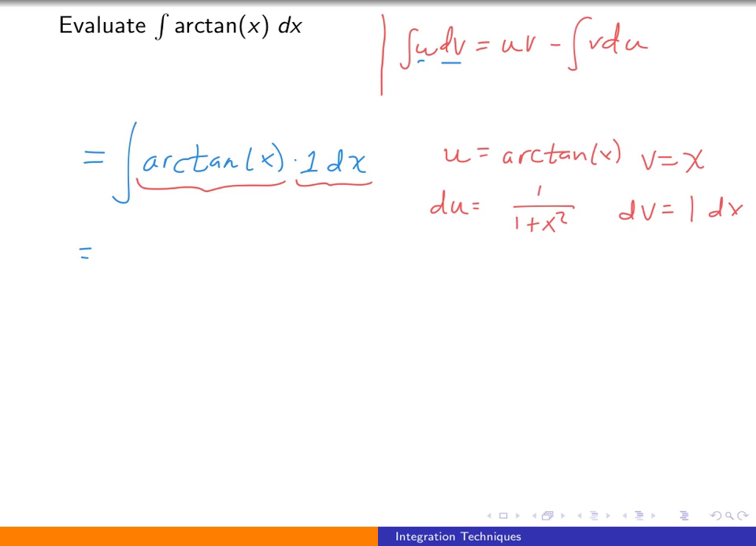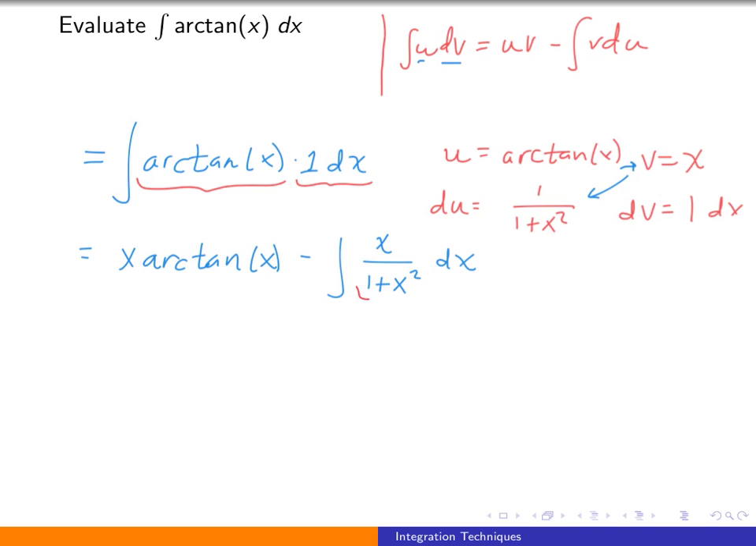So integration by parts tells us uv, so x arctangent, minus the integral of v du, so minus the integral of x over 1 plus x squared dx. Now, recall what integration by parts does for us. It takes this difficult integral we started with, and it expresses it in terms of this simpler, easier to evaluate integral. And for this new integral, we see that you have this function derivative pair appearing, and u substitution might be jumping out at us.